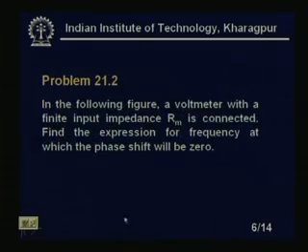Problem 21.2. In the following figure, a voltmeter with a finite input impedance Rm is connected. Find the expression for the frequency at which the phase shift will be 0. In many situations, this is a very good problem to know. The manufacturer of the LVDT will give you the frequency where the phase shift will be 0, right.